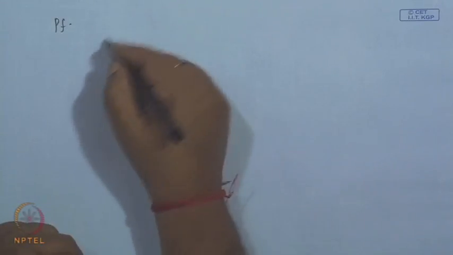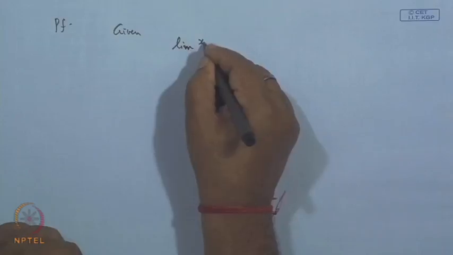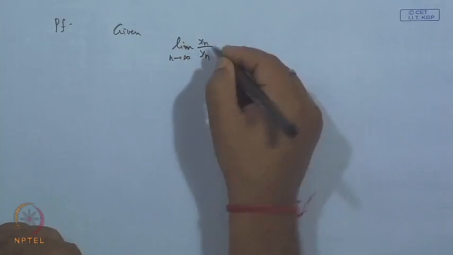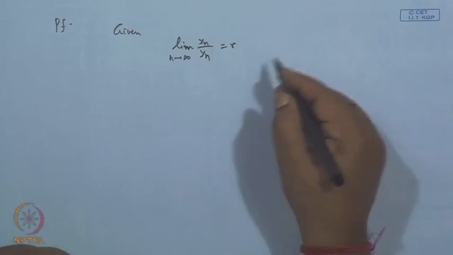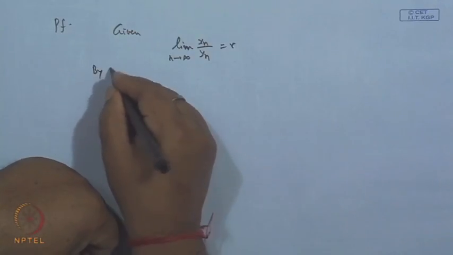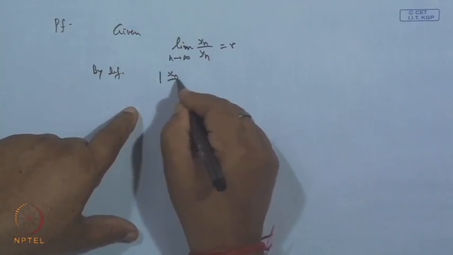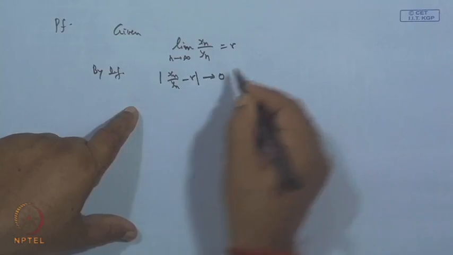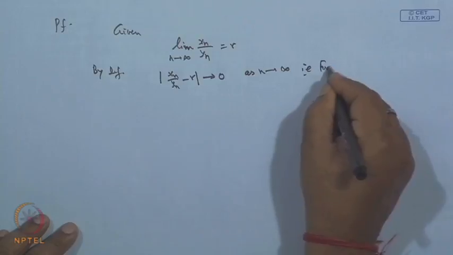Now, what is the proof? Given the limit of x_n over y_n as n tends to infinity is, say, r, which is different from 0 of course. Now, once the limit is given, then for any epsilon greater than 0, by definition, the modulus of x_n over y_n minus r will go to 0 as n is sufficiently large, that is, for a given epsilon.